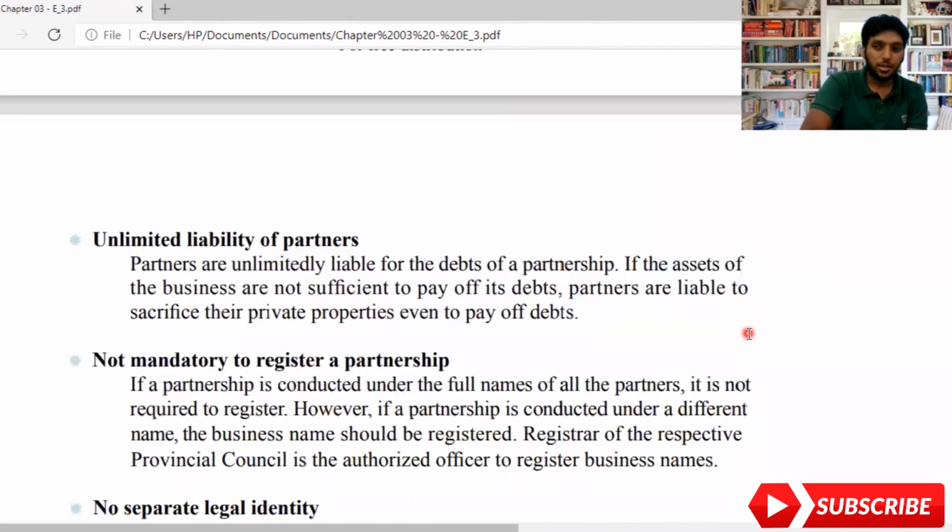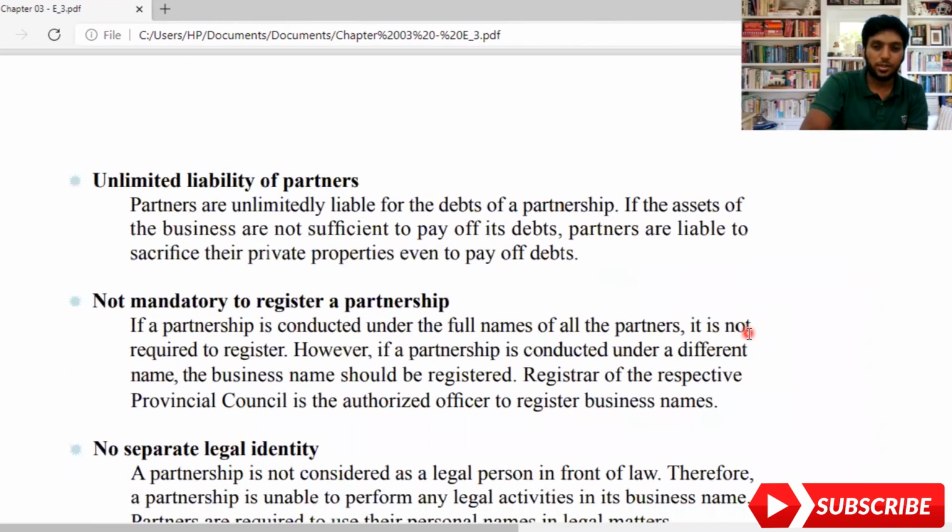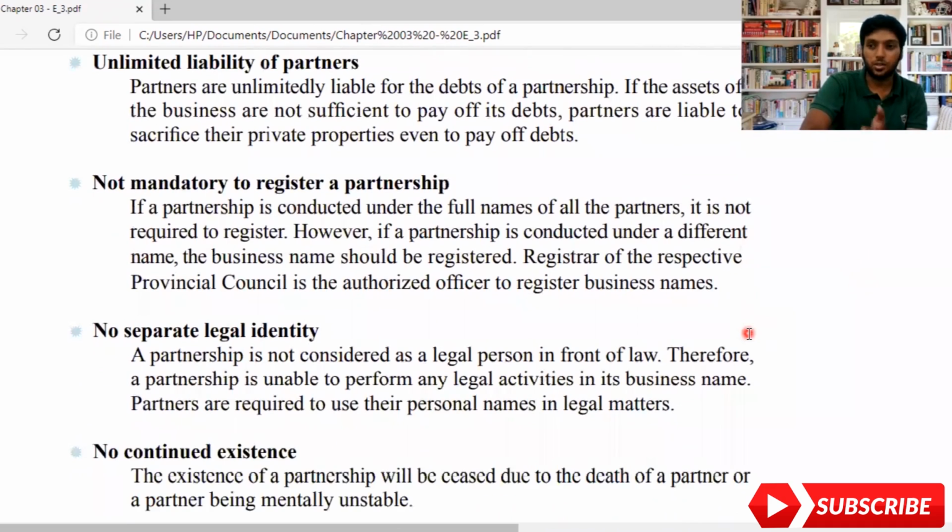Third one, unlimited liability of partners. As I said for sole proprietorship, if you take a loan, you should pay it. Sometimes even by selling all your assets, you need to settle the liability, the loan you have taken.